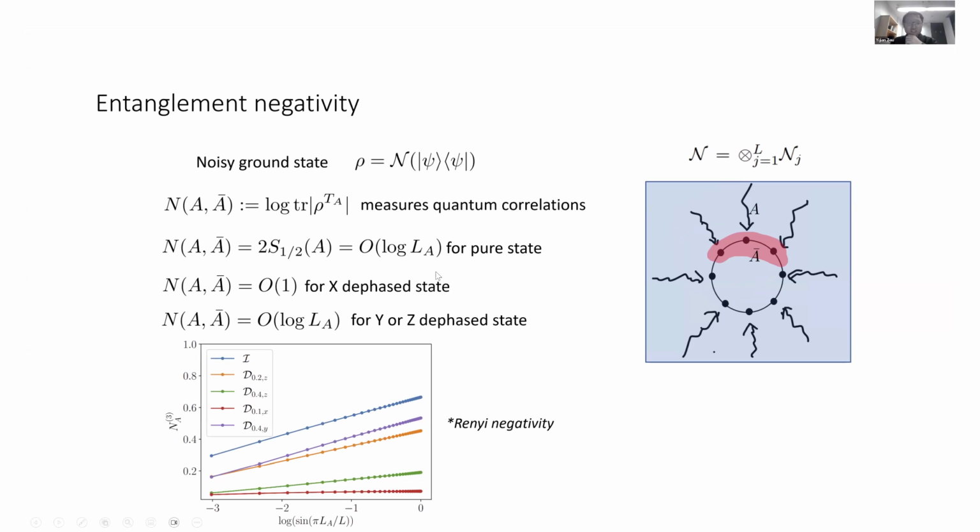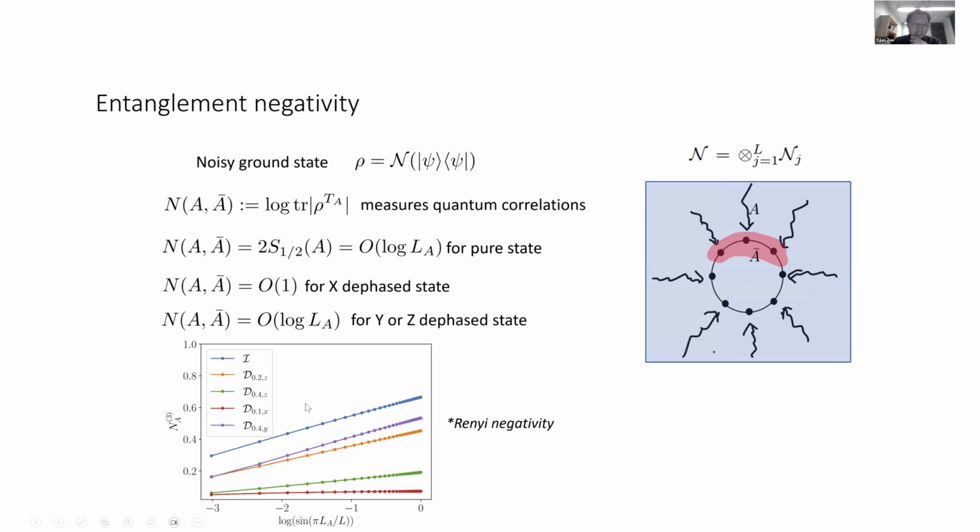But if you have noise inserted, that is, your system is interacting with some environment by some local decoherence, then the amount of entanglement can change when applying noise to the ground state. For example, you can measure the amount of quantum correlations after decoherence by this logarithmic connectivity. As we can see, for the pure state, the connectivity is still logarithmic in system size, meaning that there are still many quantum degrees of freedom.